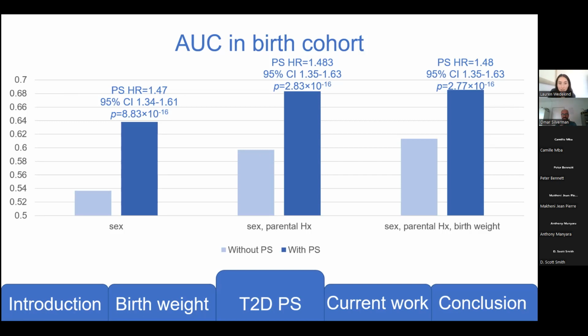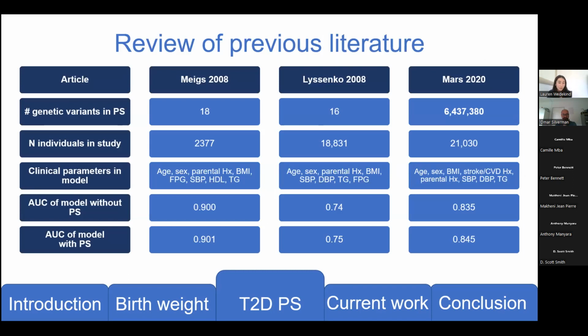So to give you a sense of how polygenic scores have tended to perform with regard to predicting diabetes, I'll summarize that in a minute. So this is a review of previous literature. We don't need to go through everything, but basically previous studies have included increasing numbers of variants in polygenic scores and then compared how they perform when they're added to a bunch of other clinical variables in predicting type 2 diabetes. And looking at the left-hand panel here, the Meigs 2008 study, we see that a baseline model without the polygenic score performs relatively well.